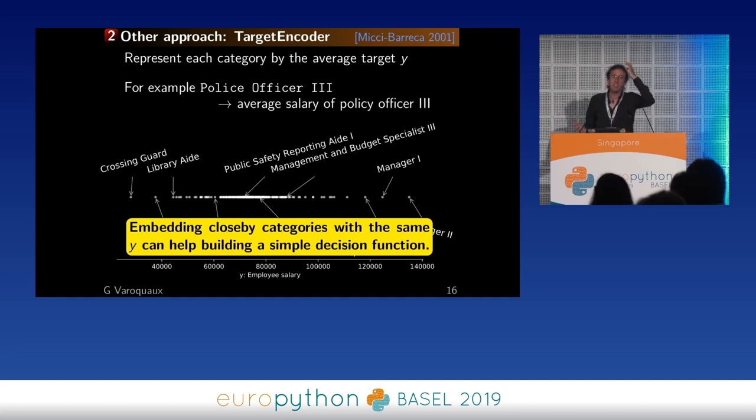Now, it comes with drawbacks. The first one is it doesn't know how to deal with a new category. If I give you a category that I've never seen, I don't know the average salary, I can't represent it. So I can represent it by the average salary of everybody, but that's losing a bit of information.